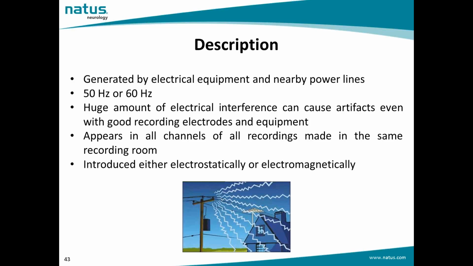While electrical interference may be picked up by faulty electrodes and may appear in one or few channels, a huge amount of interference can cause artifacts, even with good recording electrodes and equipment. These artifacts are then likely to appear in all channels of all recordings made in the same recording room. The artifacts may be introduced either electrostatically by moving charged objects or electromagnetically by strong current flowing through cables and equipment such as transformers and electromotors.